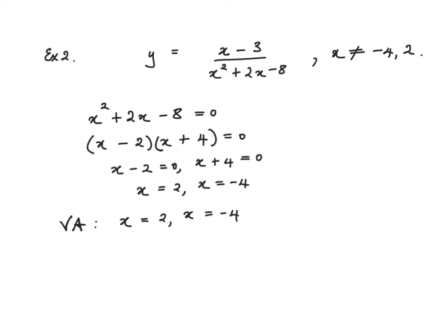You generally see that, which tells you straight away that there is a vertical asymptote at x equals minus 4 and x equals 2. So what I've done here is just drawn two vertical lines. This is x equals minus 4. This is x equals 2.